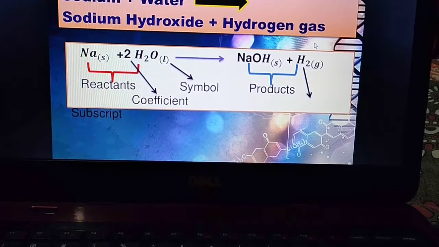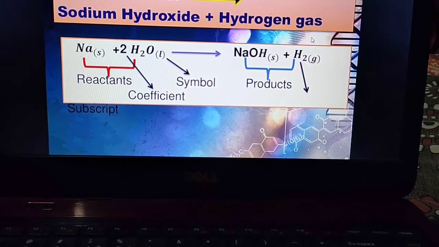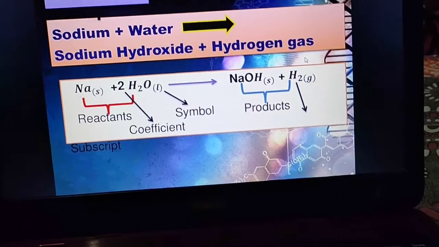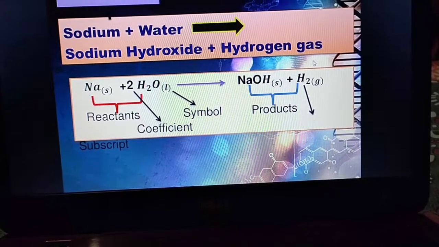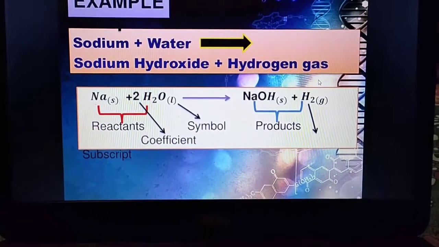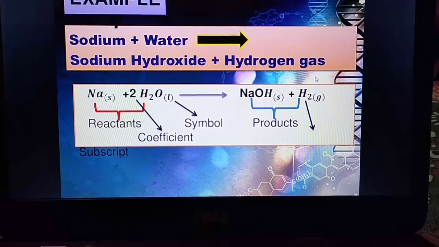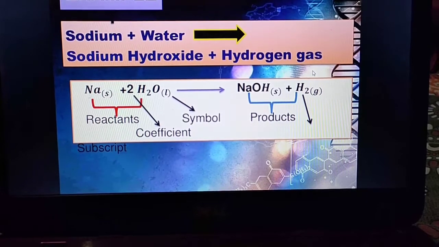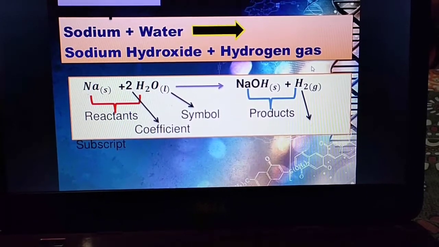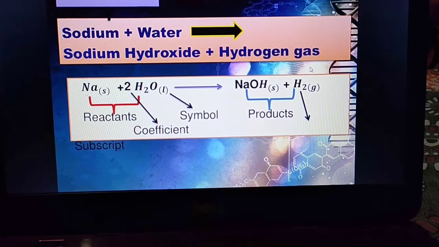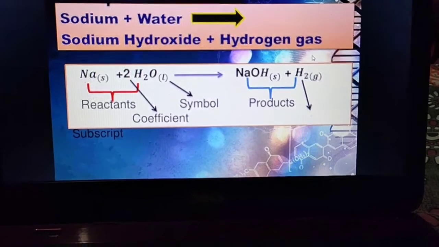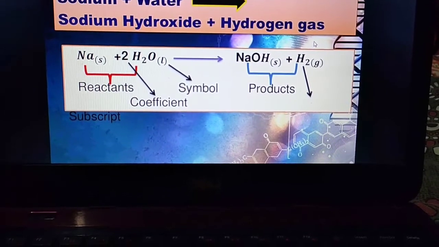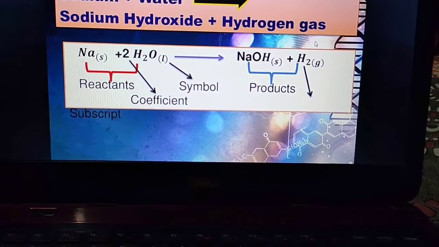Now you see the coefficient. This 2 is the coefficient. Whenever you balance a chemical equation, you can change only the coefficient, or add something in the coefficient. You will not touch any subscript in any particular reaction. So whenever you need to balance a chemical equation, you will change or write something on the coefficient side.